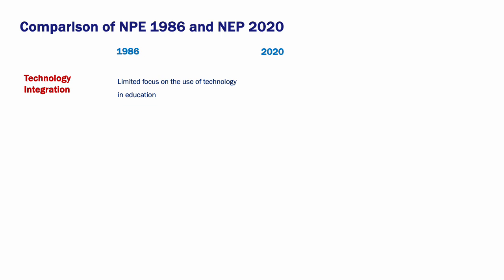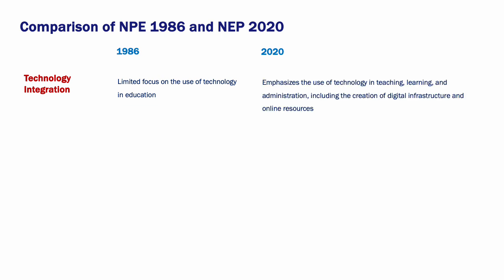There was limited focus on the use of technology in education during the 1986 policy, but in 2020 it emphasized the use of technology in teaching, learning and administration, including the creation of digital infrastructure and online resources.